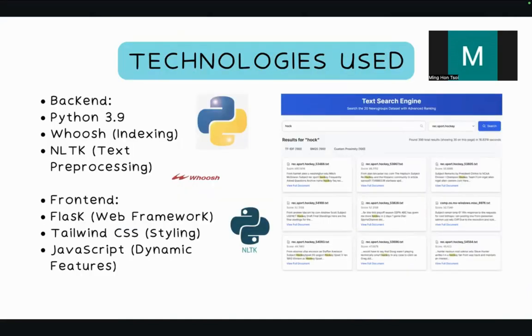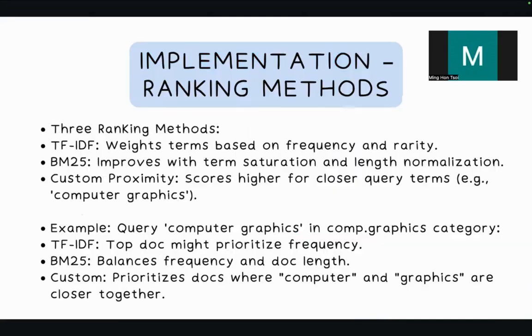To build this system, I used a variety of technologies. For the back end, I used Python 3.9 as the core language, Whoosh for indexing, and NLTK for the text pre-processing tasks like stemming and stop word removal. For the front end, I used Flask as the web framework, CSS for styling, and JavaScript for dynamic features like autocomplete. And here's a screenshot of the initial page load of the web interface, which we'll see in action later.